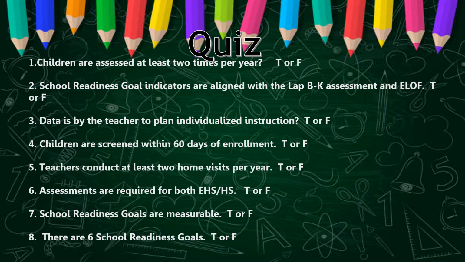Number 4, children are screened within 60 days of enrollment. True or false? False. Children are screened within 45 days of enrollment.